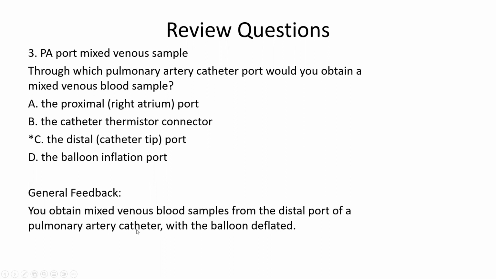Remember, that's where the end of the pulmonary artery catheter is going to be, in zone 3 of the pulmonary artery. Not on the left side of the heart. It's zone 3. Okay, it's in the pulmonary artery, which is a vein. It's a great place to obtain mixed venous blood from.